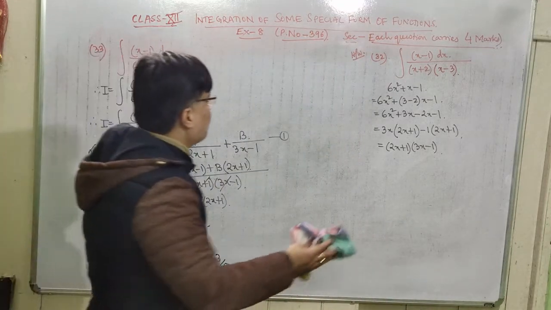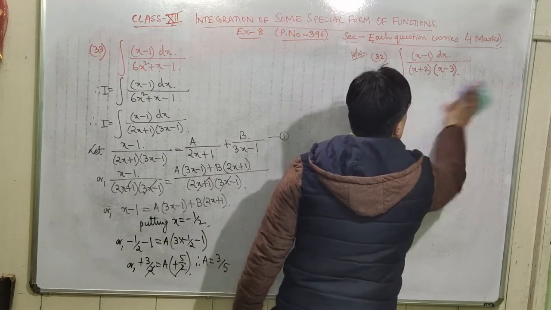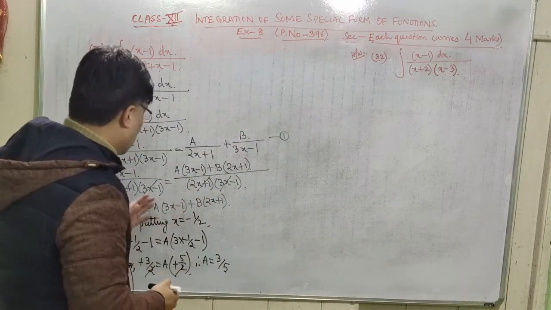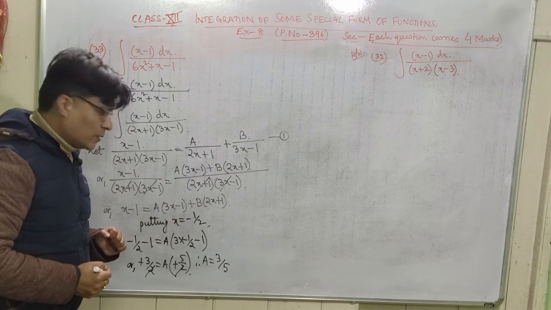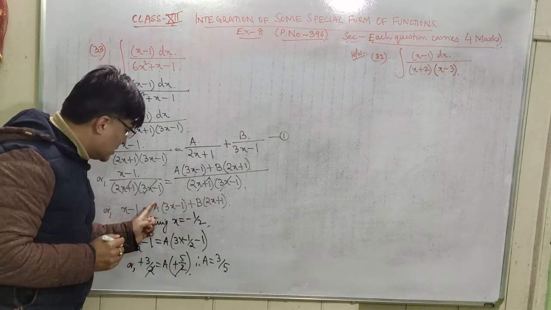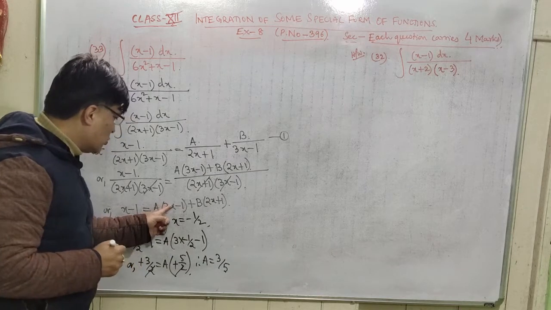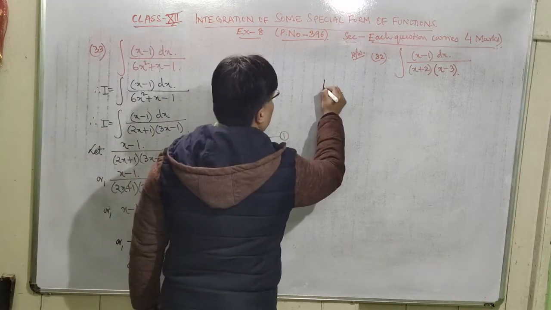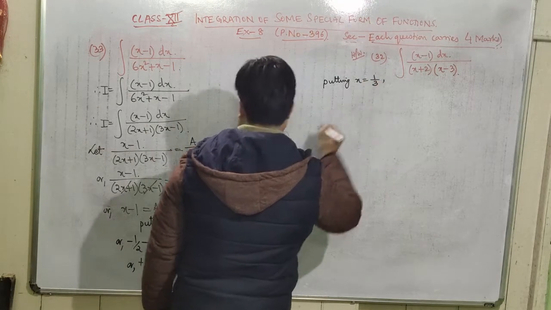So next. In order to get the value for B, you have to make this first term as 0. So how can you make this first term as 0? By putting x is equal to 1 upon 3. If you put x is equal to 1 upon 3, 3 gets cancelled, you get 1, 1 minus 1 is 0. So here let us write, putting x is equal to 1 upon 3.